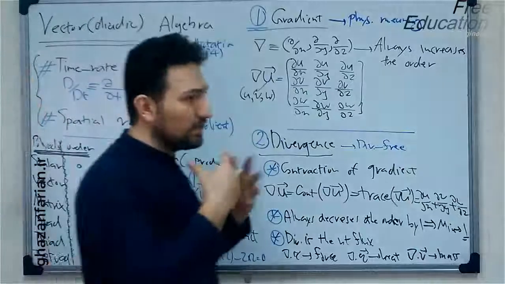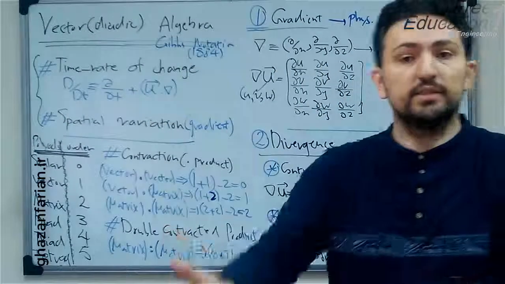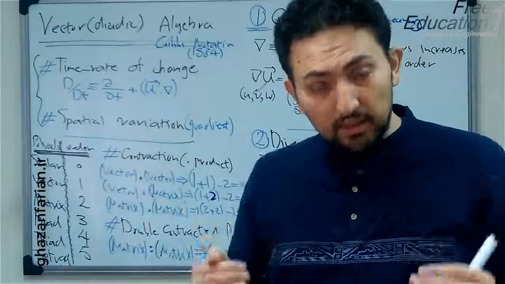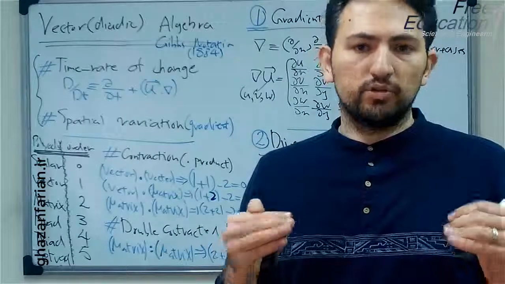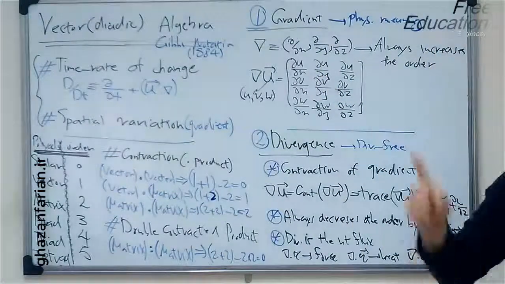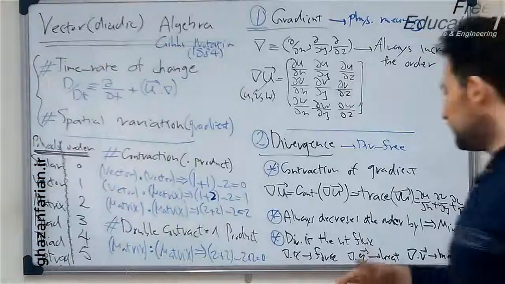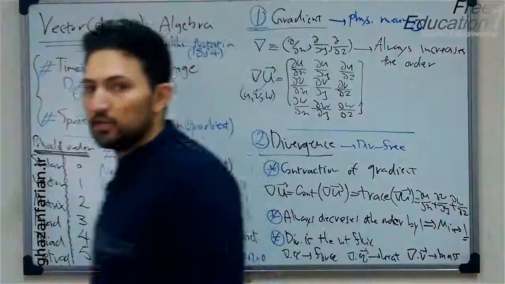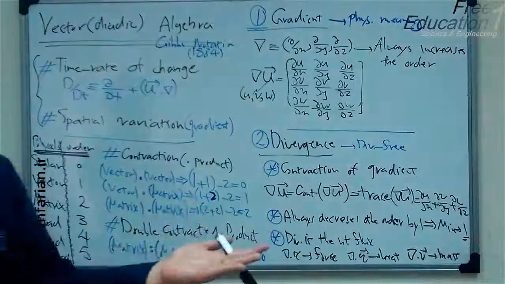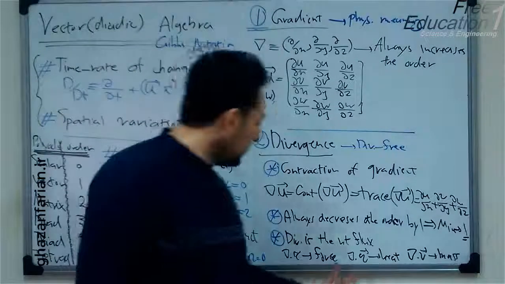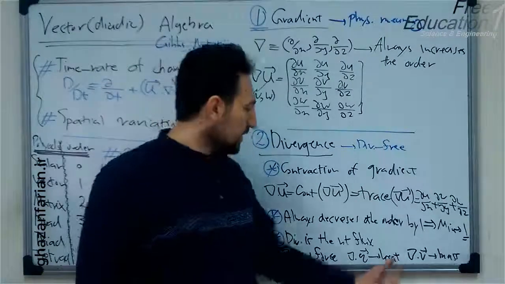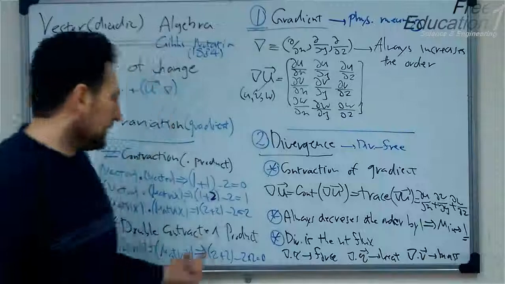In contrast to the gradient operator, which always increases the order of its input, the divergence operator always decreases the order of its input. So the divergence of a vector is a scalar, the divergence of a matrix is a vector. For example, the divergence of the stress tensor, which is a matrix, is the force vector. And the divergence of the heat flux vector is again a scalar. Divergence of velocity is a scalar.